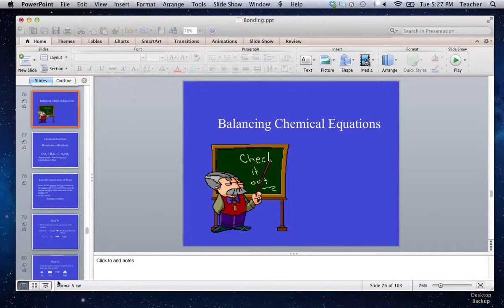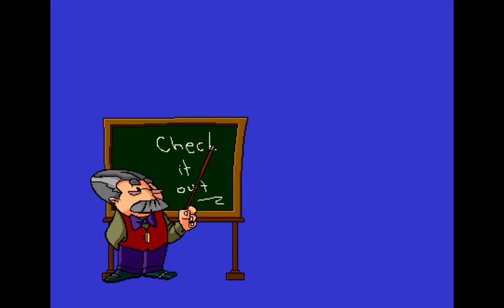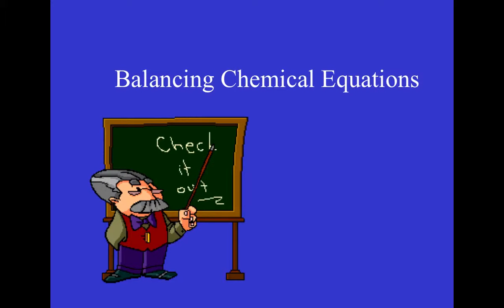In this next section of our bonding and reactions unit, what we are going to look at is how we balance chemical equations. Now, we call them chemical equations, but we also can call them chemical reactions, and that's because they indicate that a chemical change is taking place.